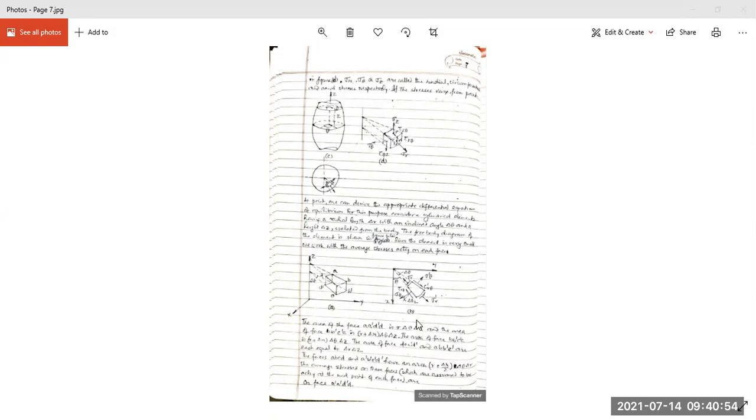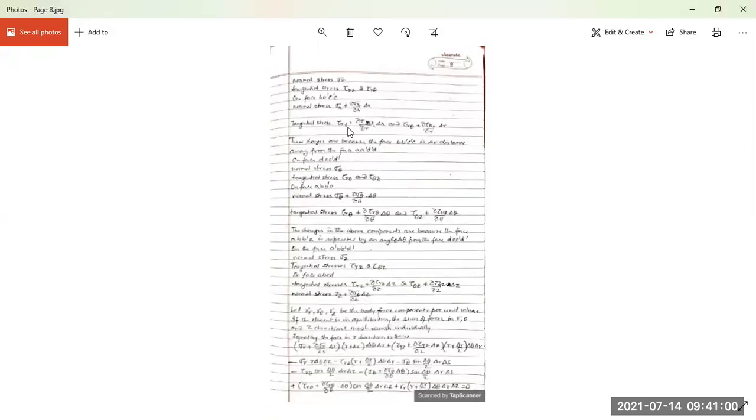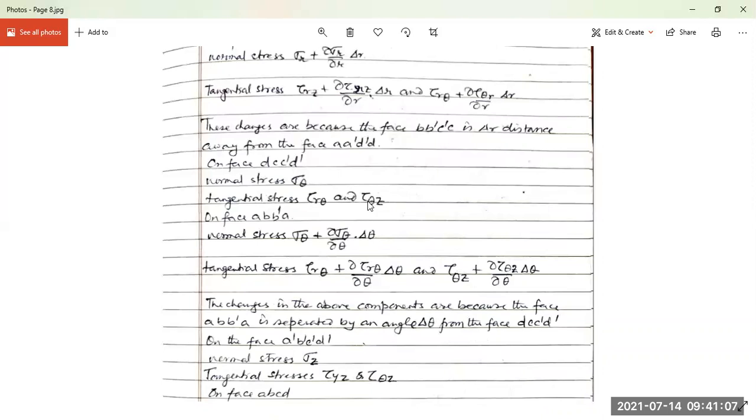Now what is going on now? Now the tangential stress sigma tau r, and these changes have become because the phase b dash is at the distance delta r away from phase a dash d dash. On phase d c dash d dash, what happens?